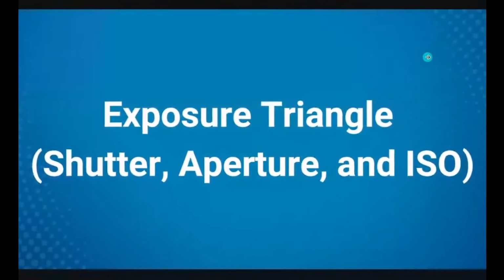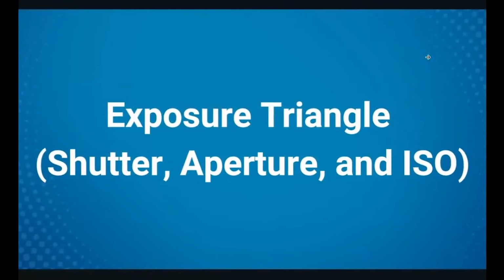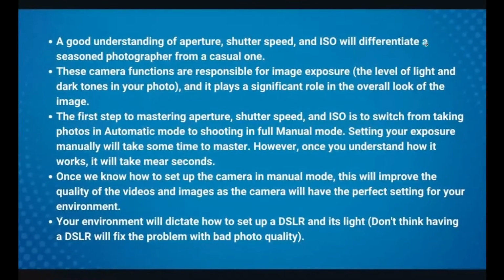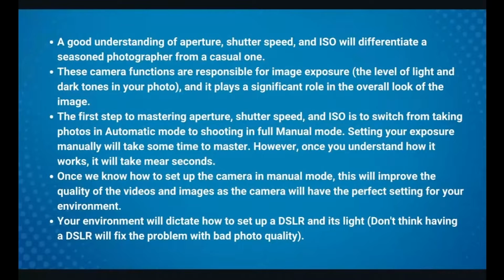So the exposure triangle, it's the most important thing that a photographer can learn when starting, which is shutter, aperture, and ISO. A good understanding of aperture, shutter, and ISO will differentiate a professional photographer from a casual photographer. The camera functions are responsible for image exposure, the level of light and dark tones in your photo. It will play a significant role in the overall look of the image.